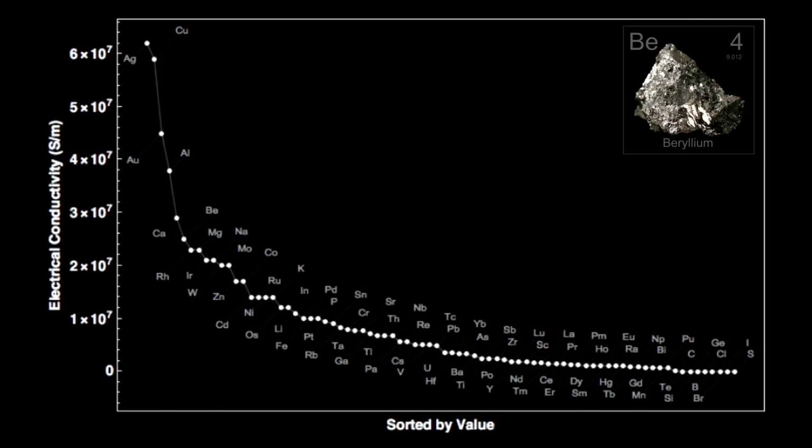Okay, last graph, I promise. Beryllium is pretty good at conducting electricity, though nowhere as good as silver or copper at the top of the chart, which both are about 2.5 times as conductive. Beryllium is still the 6th most conductive element.